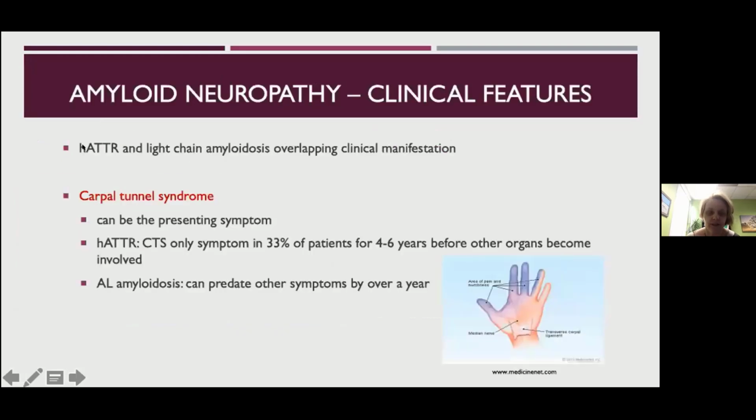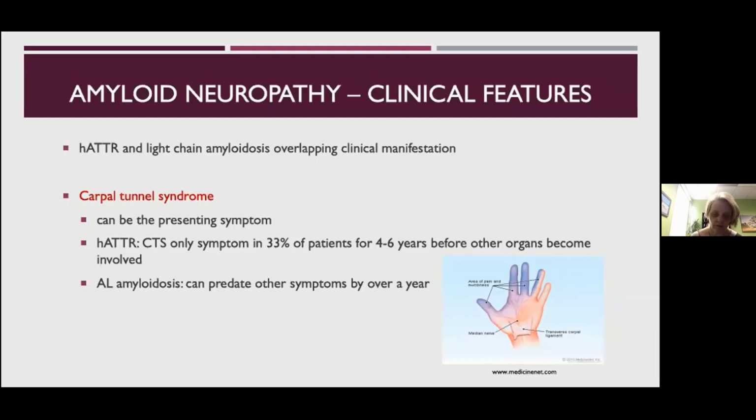Hereditary transthyretin and light chain amyloidosis have overlapping clinical manifestations. One very important manifestation, and if you don't learn anything else than this, please take this back home, is carpal tunnel syndrome. It can be the presenting symptom. In hereditary transthyretin amyloidosis, carpal tunnel syndrome was the only symptom in 33% of patients for 4 to 6 years before other organs became involved. This is very important because now we have treatment for this and we want to start as early as possible. In light chain amyloidosis, it can also predate other symptoms by over a year.